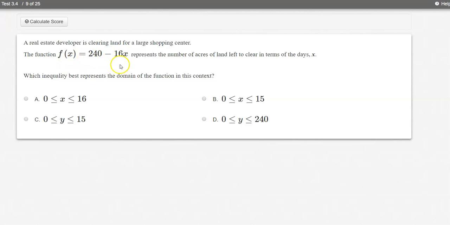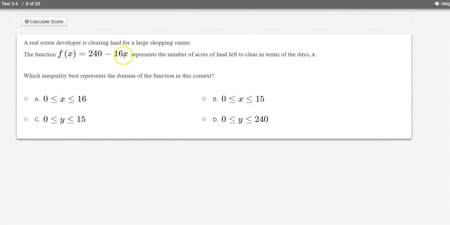If I have 240 and I'm clearing, meaning I'm taking away 16, how many 16s can you take away from 240 until you reach 0? Because you can't go past 0. You're not going to have a negative amount of land or negative area or acres of land. So the correct answer was B.